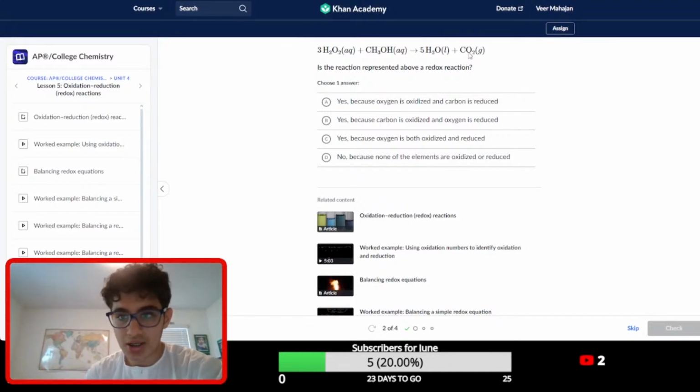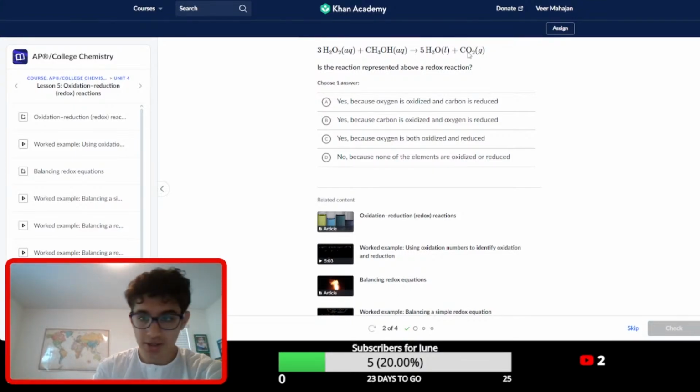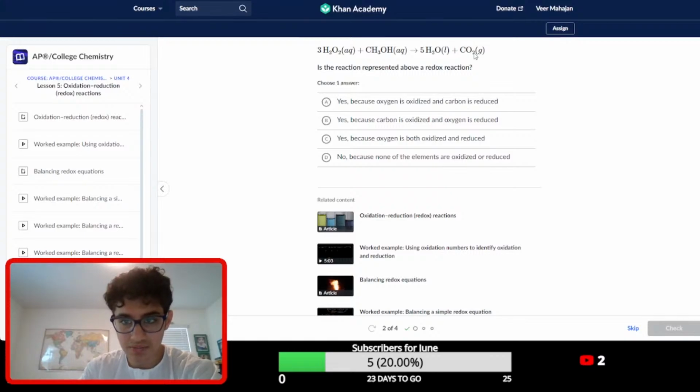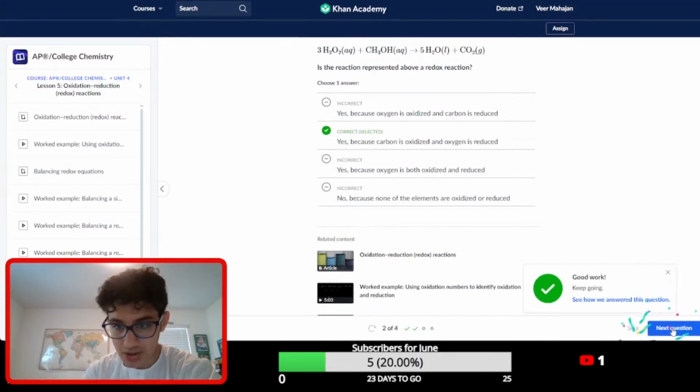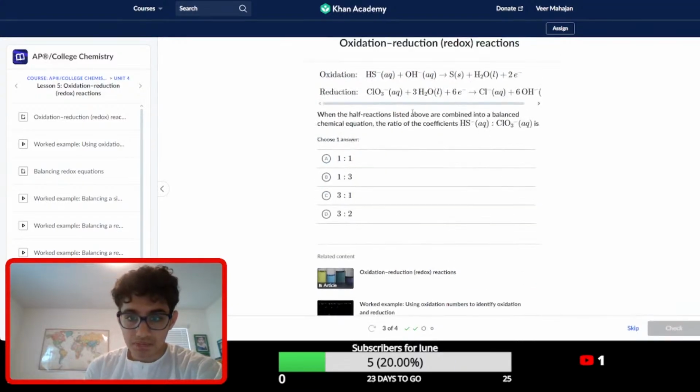So over here, carbon has an oxidation number of +4, like right here, in carbon dioxide gas. And in CH3OH, OH is -1, so it's -2. So carbon is oxidized. So it's not this, it's not this, it's not this. So carbon is oxidized. Yeah, good.